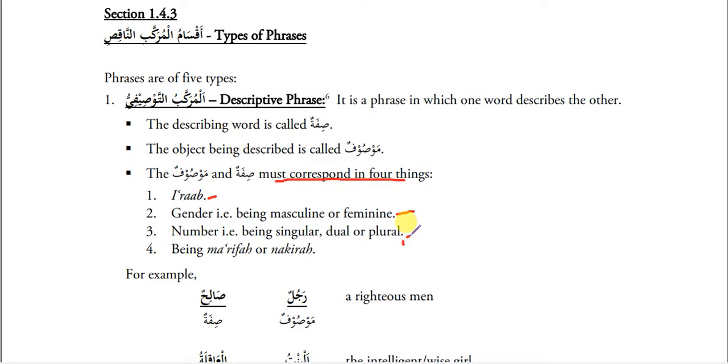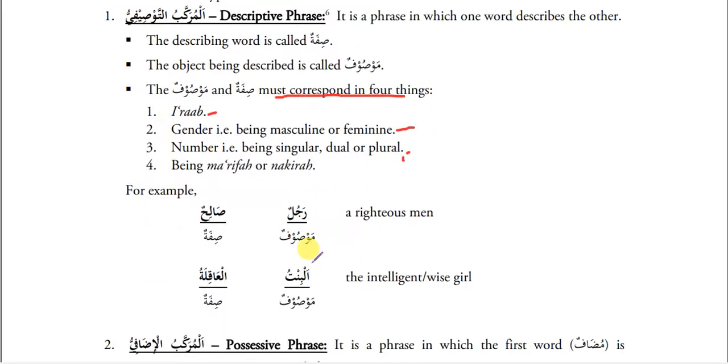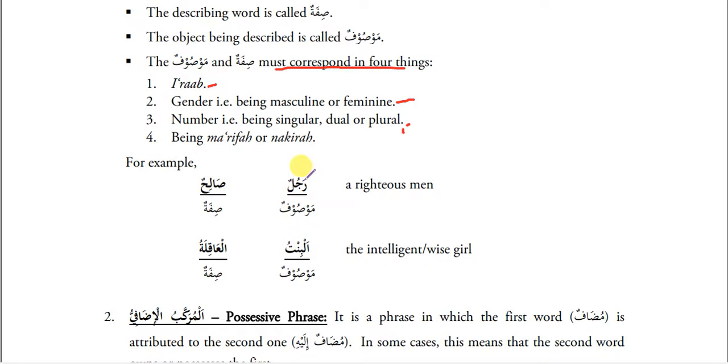If mawsuf is jama, then sifat will be jama. And in marifa and nakira, if mawsuf is marifa, sifat will be marifa. If mawsuf is nakira, then sifat will be nakira. For example, we have rajulun salihun. So rajulun is mawsuf and salihun is a describing word. This is sifat. So rajulun is similar in four things. In i'rab, both have pesh on it, both are wahid, both are nakira, and both are muzakkar.